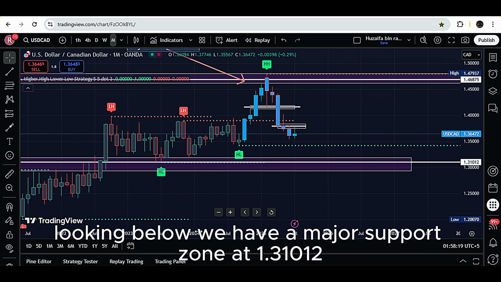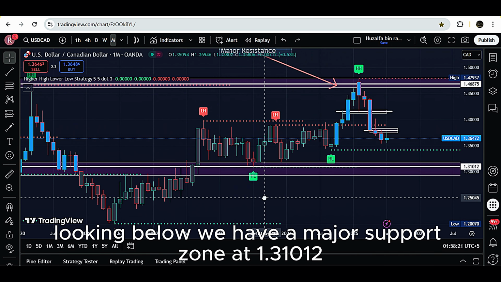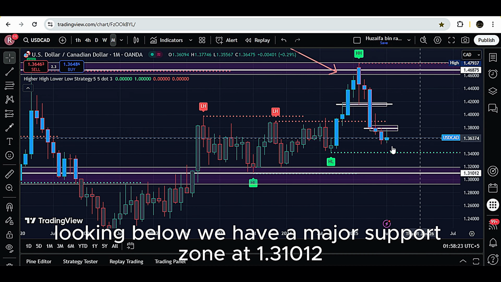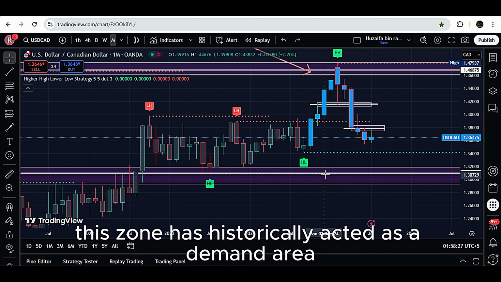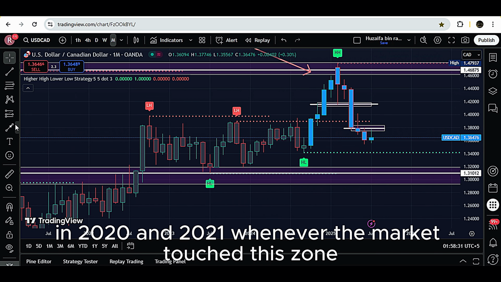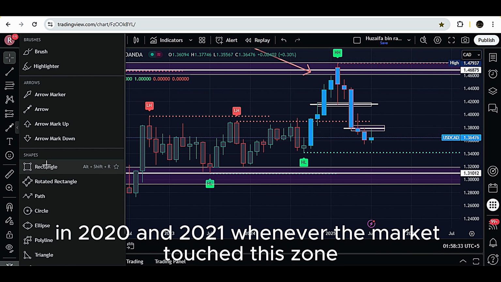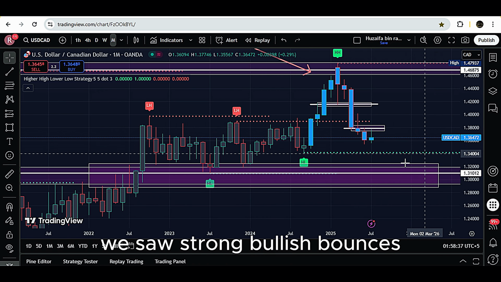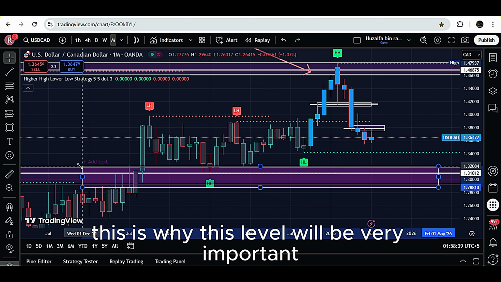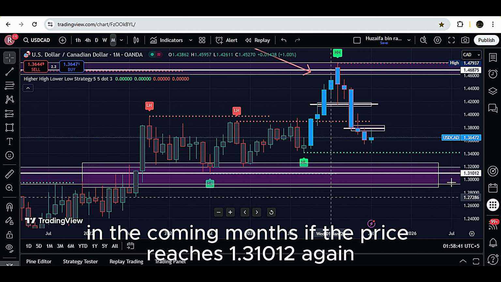Looking below, we have a major support zone at 1.31012, which is highlighted at the bottom of the chart. This zone has historically acted as a demand area. In 2020 and 2021, whenever the market touched this zone, we saw strong bullish bounces. This is why this level will be very important in the coming months.